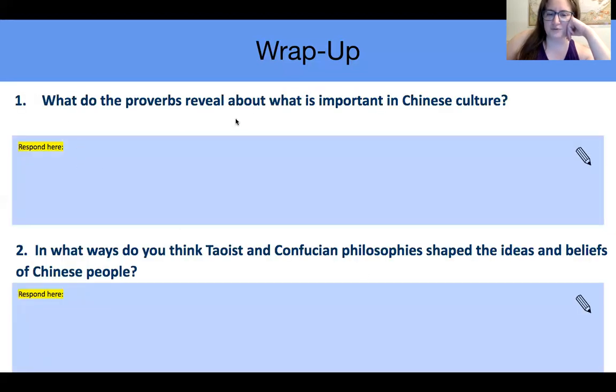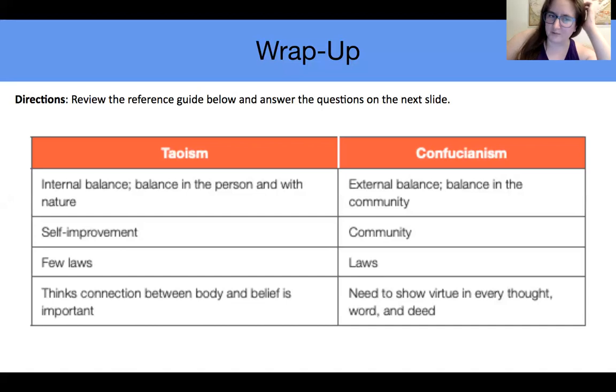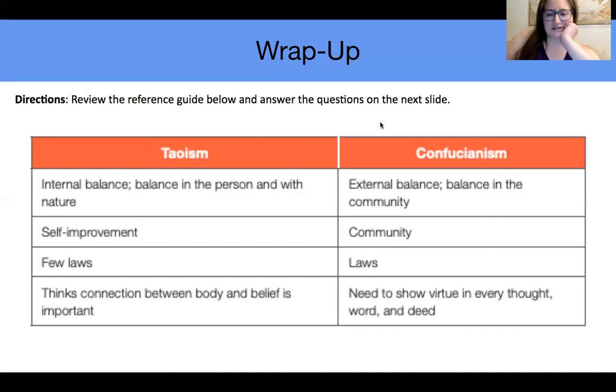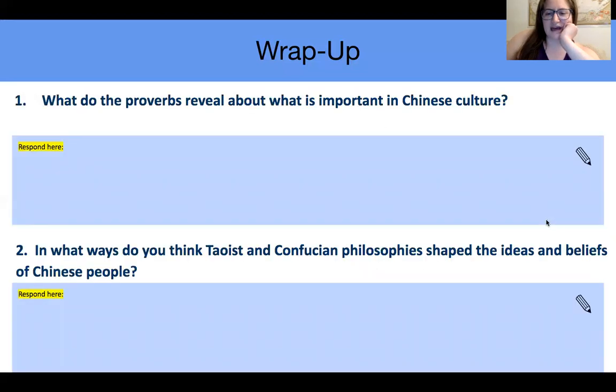What do the proverbs reveal about what is important in Chinese culture? So when we think about the Taoism proverbs and what's important in Taoism, what can that tell us about Chinese culture? When we think about the proverbs from Confucianism and some of these statements on what's important, what does that tell us about what's important in Chinese culture? In what ways do you think Taoist and Confucian philosophies shaped the ideas and beliefs of Chinese people?